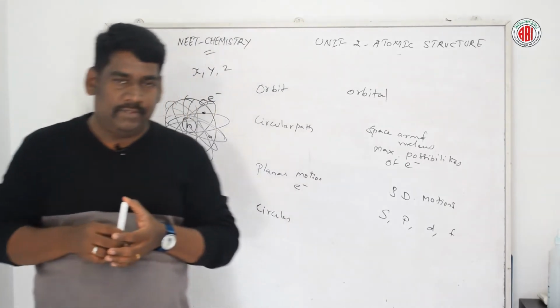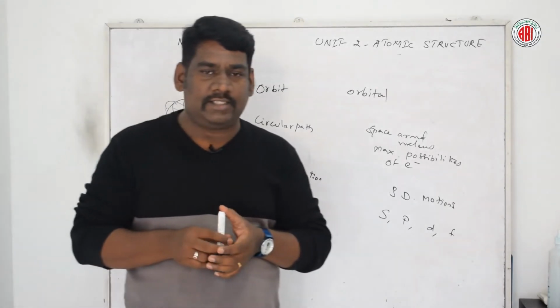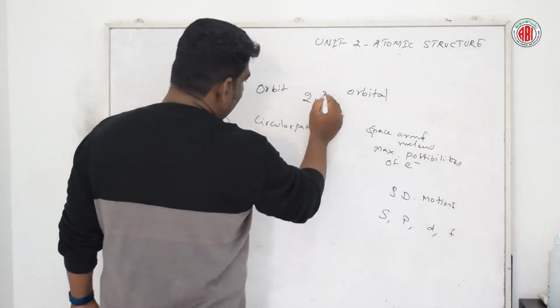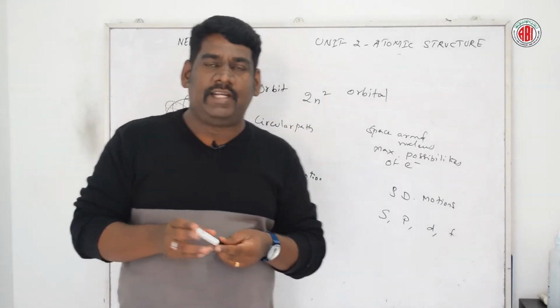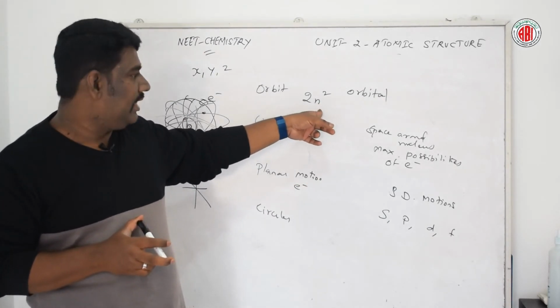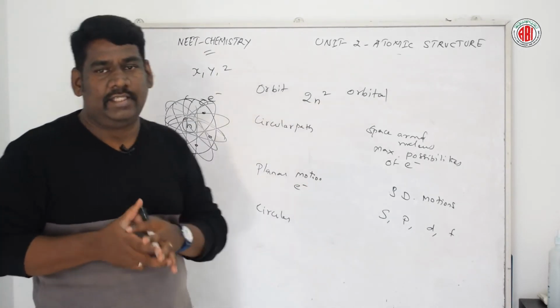Next, an orbit can accommodate electrons equal to 2n square, based on this formula, where n represents the principal quantum number: K, L, M, N.